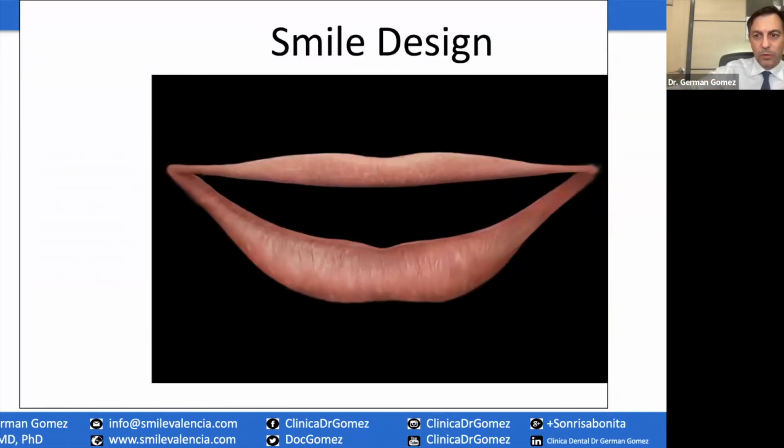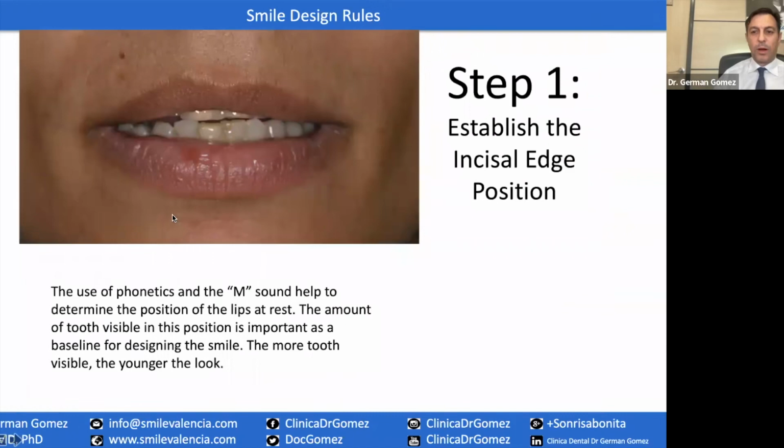Okay, so the smile design, first thing is, I don't know if I can take it up. Okay, smile design, step 1, establish the incisal edge position. Okay, so incisal edge. We said 1/3 and 2/3. Okay, there it should be. Here it's too high. You see that?